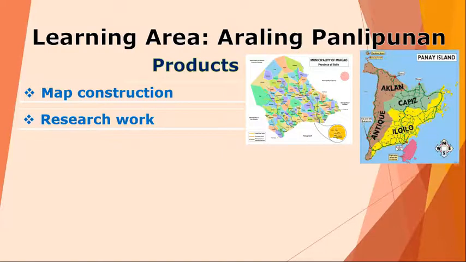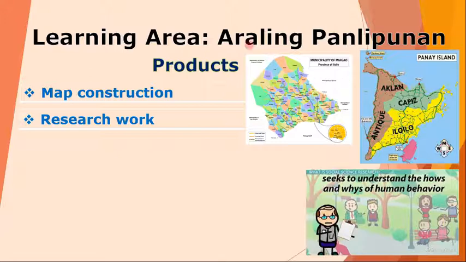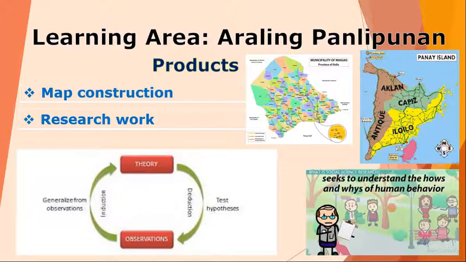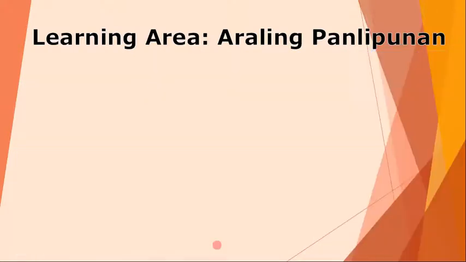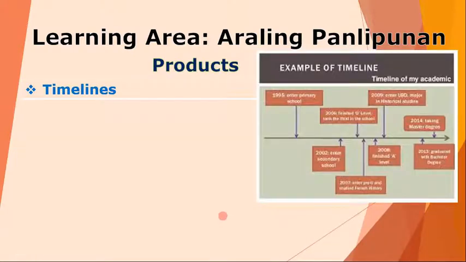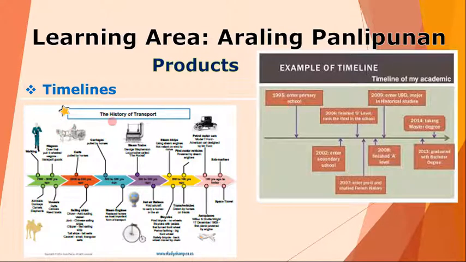Then we have research work. In Araling Panlipunan, we have research seeks to understand the hows and the whys of human behavior, and also the theories or the process of doing a social science research. Timelines. Example, you can ask the learner to have the timeline of their academic career, like when they started grade 1, when were they started elementary. Then we have the history of transportation.